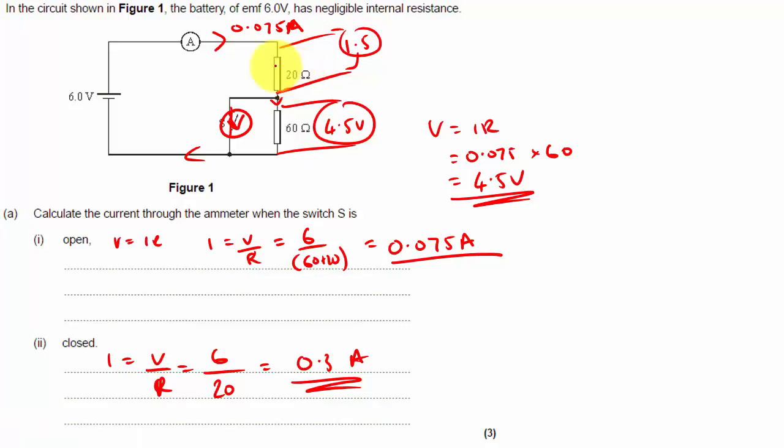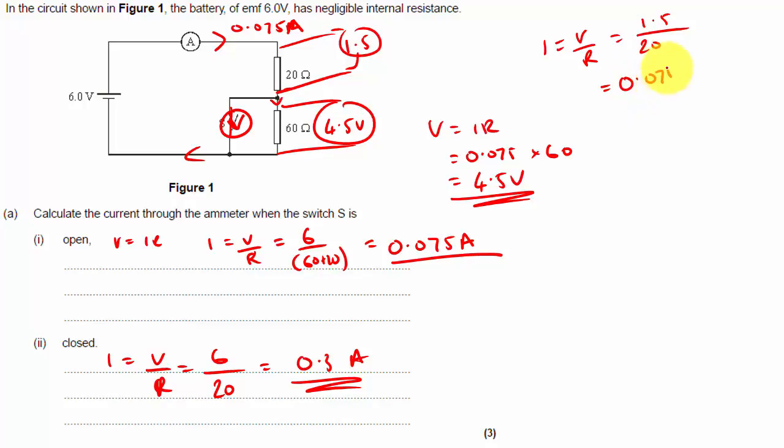So if I calculate the current through this component here using I equals V over R, I should get the same value again of 0.075. So I equals V over R. V I'm saying is 1.5, and R is 20. Let me check that on my calculator now. I'm pretty sure it's going to come out as 0.075, but my mental maths is just not up to it at this time in the morning. 1.5 divided by 20, 0.075.